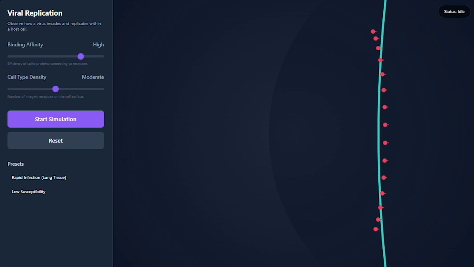Receptor density refers to the number of integrin receptors available on the cell surface. More receptors provide more opportunities for the virus to dock. When both affinity and density are high, the virus attaches quickly, triggering endocytosis, where the cell membrane engulfs the virus to bring it inside. After entry, the virus undergoes uncoating to release its genetic material into the cytoplasm, where it begins replicating to create new viral particles.